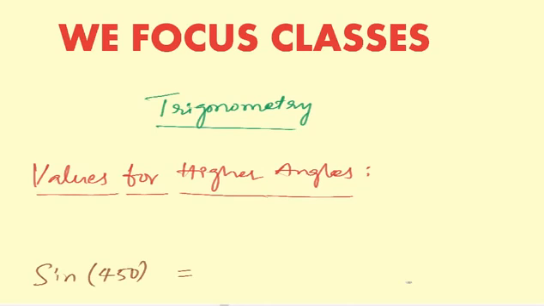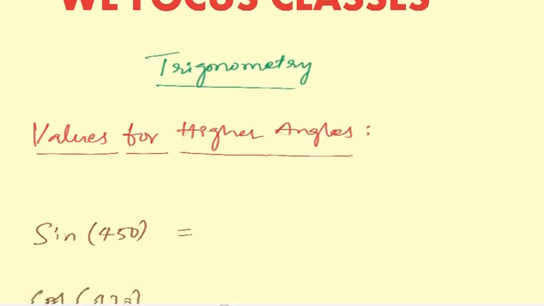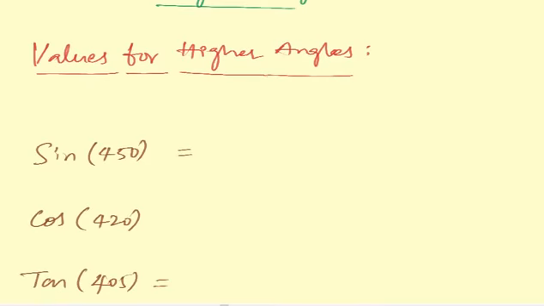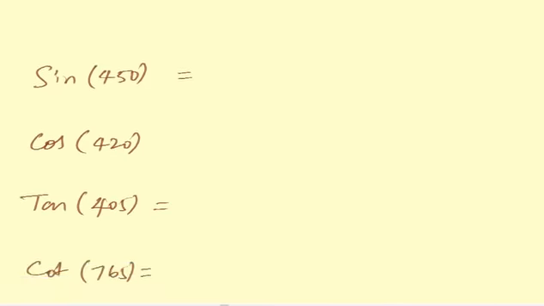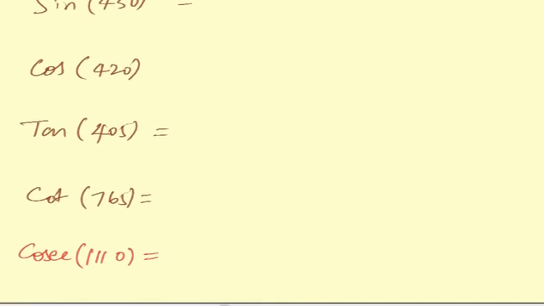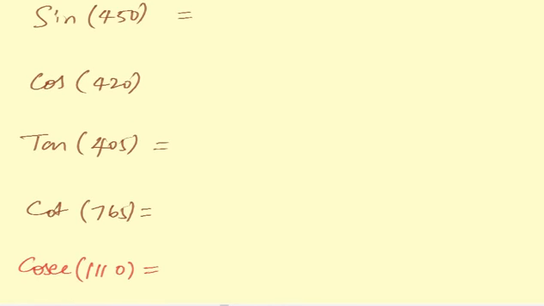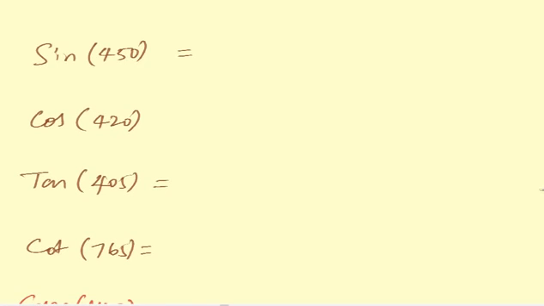Friends, in the earlier class we have seen the values of trigonometric ratios at different angles: 0 degrees, 30 degrees, 45 degrees, 60 degrees and 90 degrees, and we have solved some problems based on those angles too. But if problems are given like sine 450 degrees, cos 420 degrees, tan 405 degrees, cot 765 degrees, cosecant 1110 degrees, then how to solve these kinds of problems? These problems can be solved in this way.